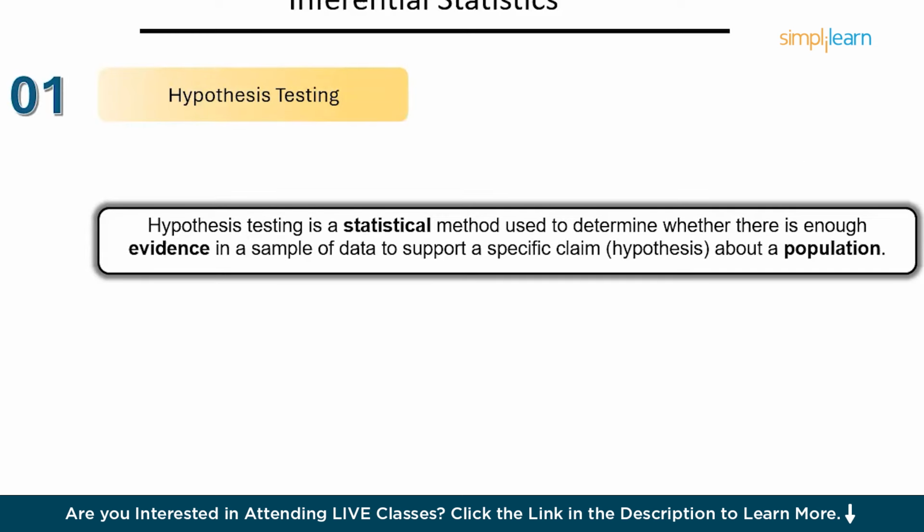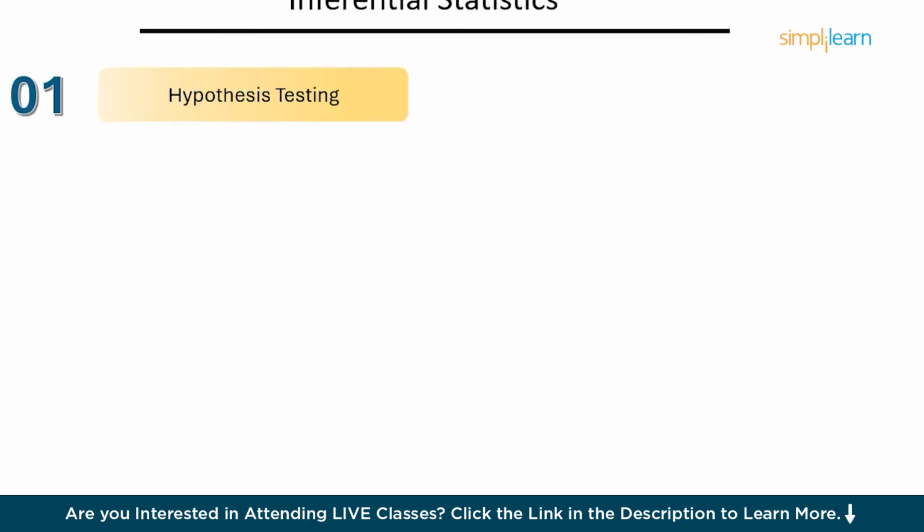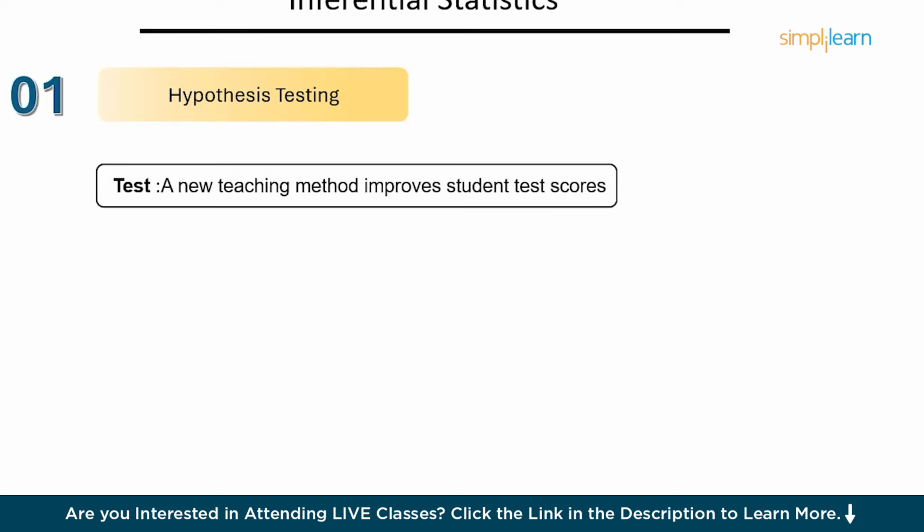Now moving on to hypothesis testing. Hypothesis testing is a statistical method used to determine whether there is enough evidence in a sample of data to support a specific claim about a population. Let's work through the process of testing whether a new teaching method improves student test scores, breaking it down step by step with some explanations to make it easier to follow.